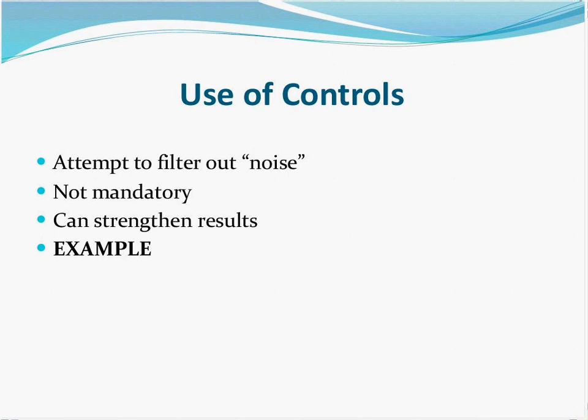We use controls a lot of times in surveys. Some survey experts say controls are mandatory. I don't believe they're mandatory. I believe they're desirable. They attempt to filter out noise, extraneous stuff that comes into the survey. They're not mandatory, but they can strengthen the results. Your typical example of a control is your sugar pill example, where you have a drug and you have a placebo, and you examine the results from the placebo as it compares with the actual drug.